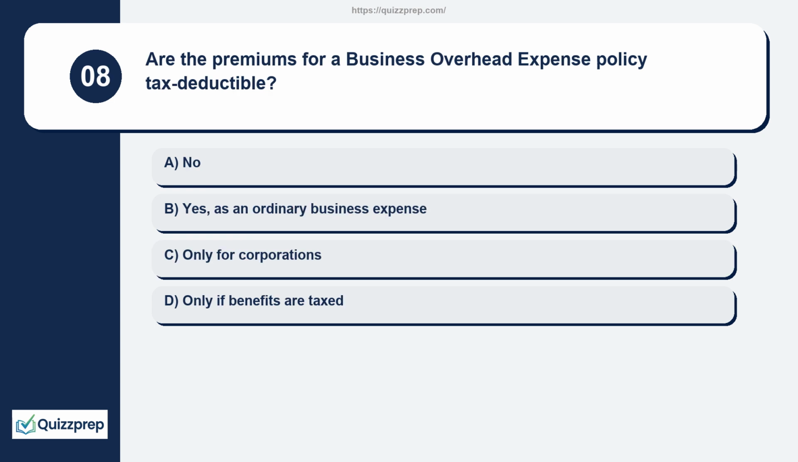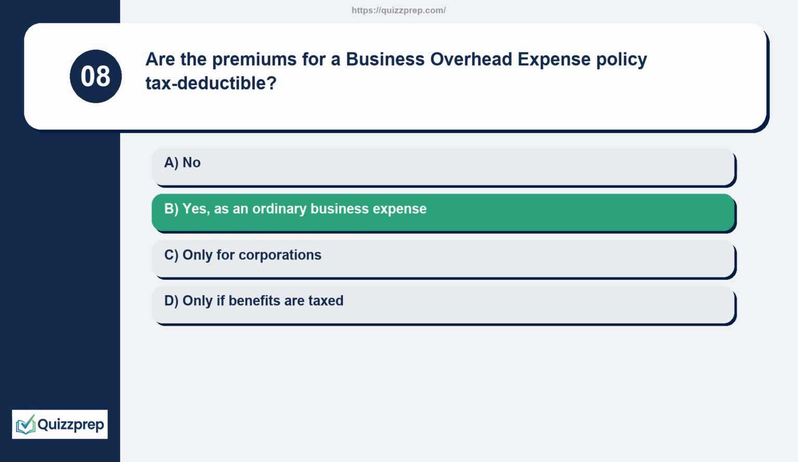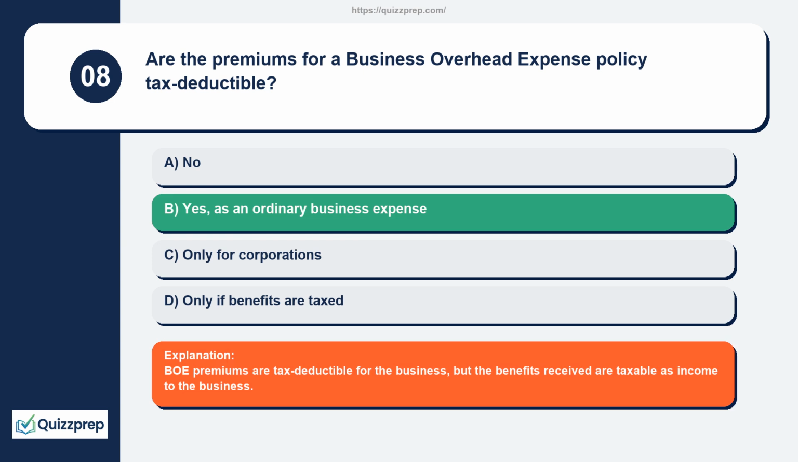Question 8. Are the premiums for a business overhead expense policy tax deductible? No. Yes, as an ordinary business expense. Only for corporations. Only if benefits are taxed. BOE premiums are tax deductible for the business, but the benefits received are taxable as income to the business.